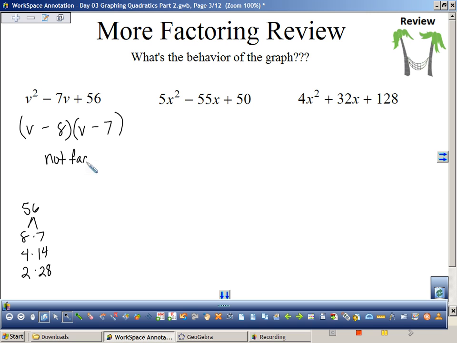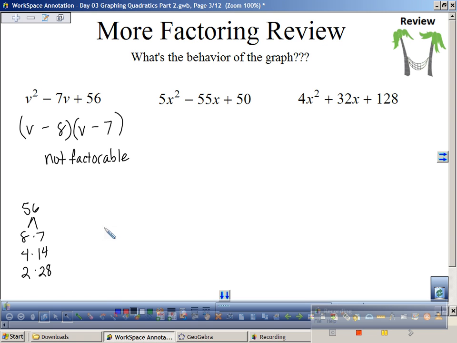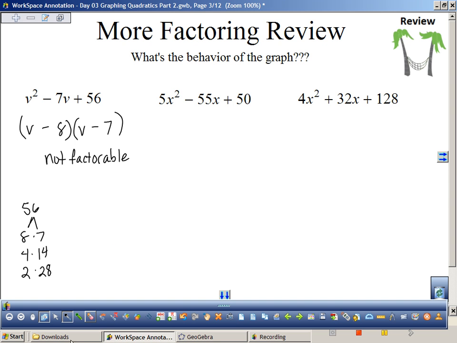What does that mean? What does it mean if it's not factorable? What are we trying to find when we factor? X-intercepts or roots. That means this one has no roots.